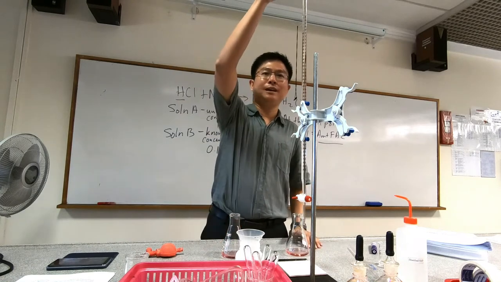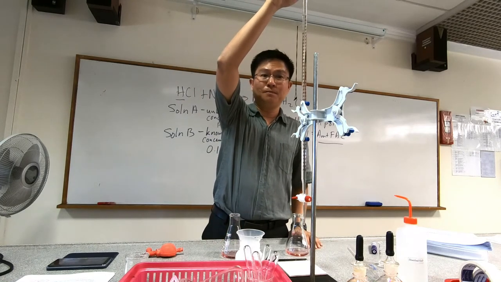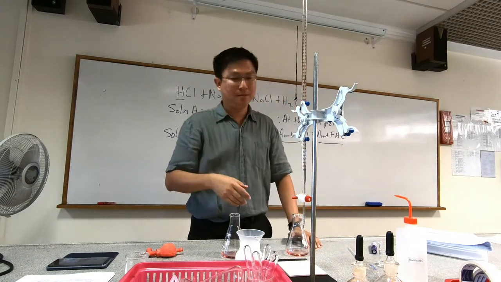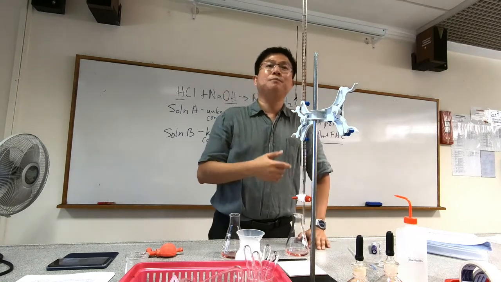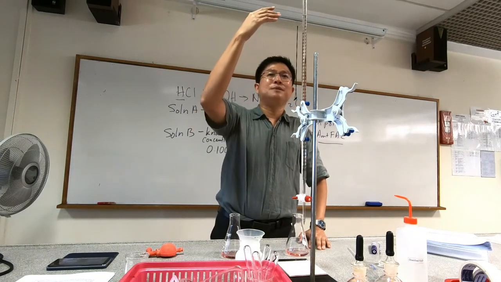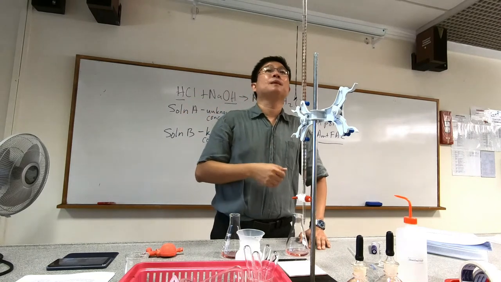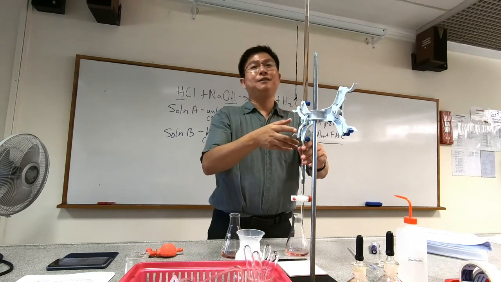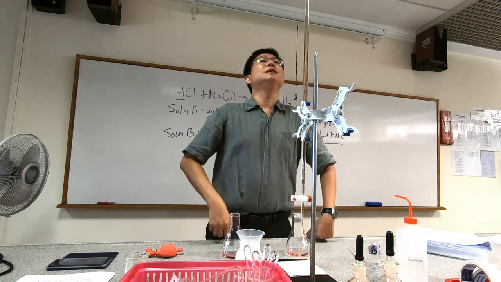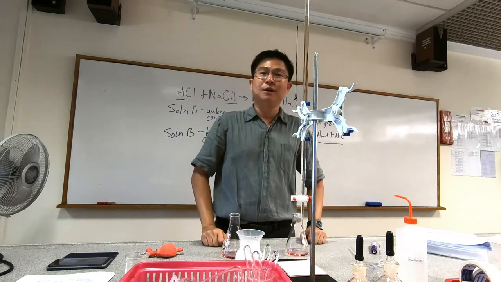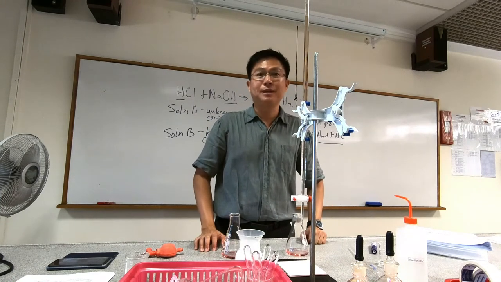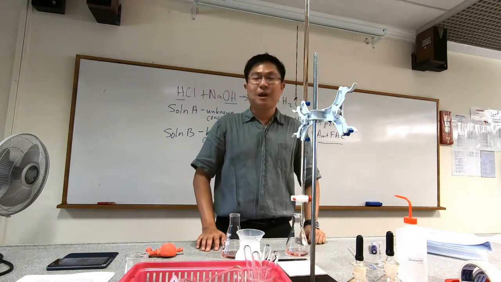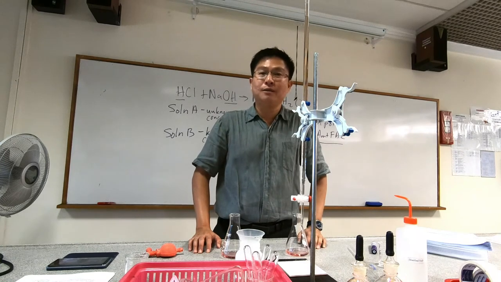We check to make sure there is no filter funnel at the top. There's no bubble below. We now start to take the reading. When you read the burette, be careful because the top number is smaller than the bottom number. In my case now, I see the bottom of the meniscus somewhere between 4 and 5. So I expect this to be 4 point something. As I look closer, I see this is 4.6. I shall record it as 4.60.